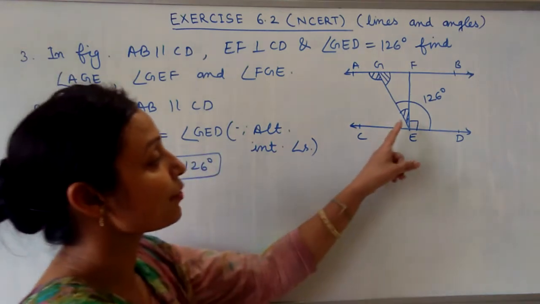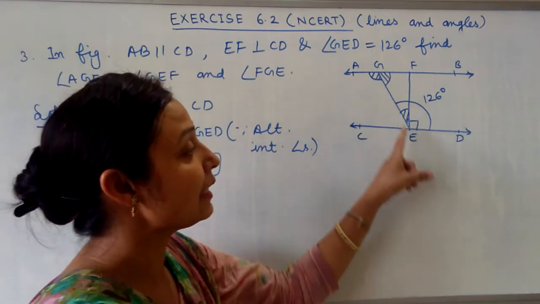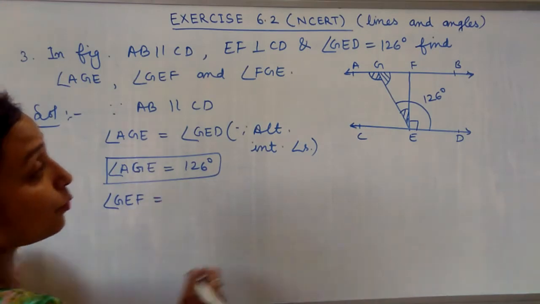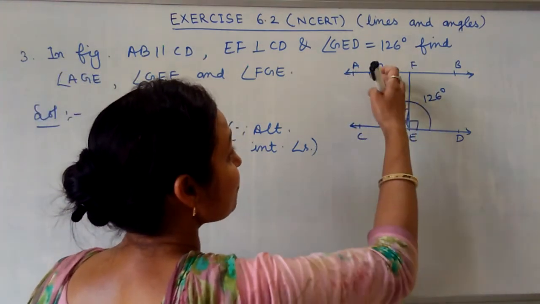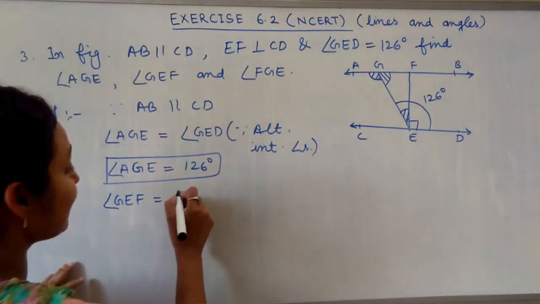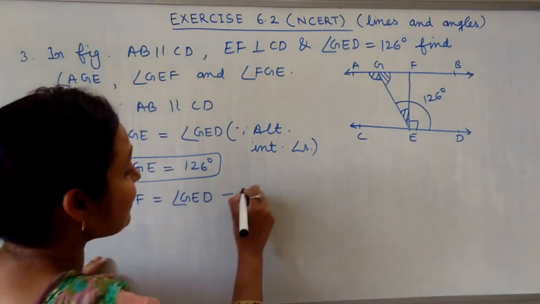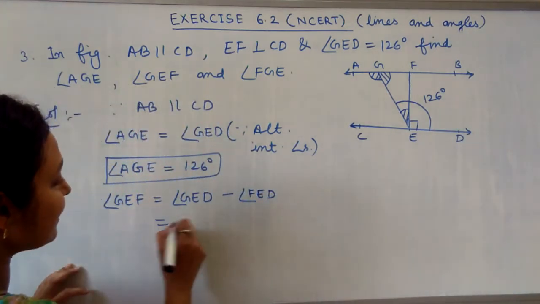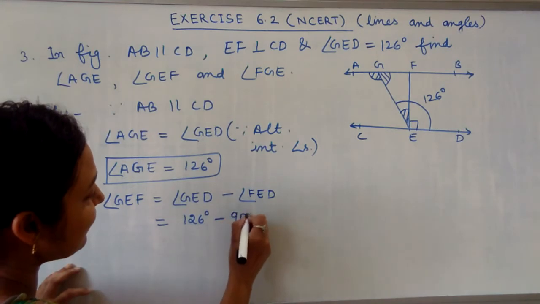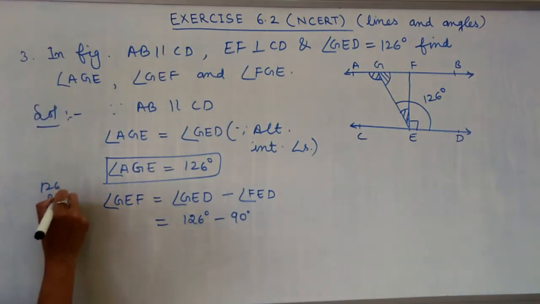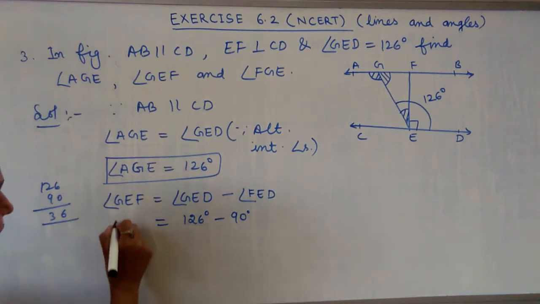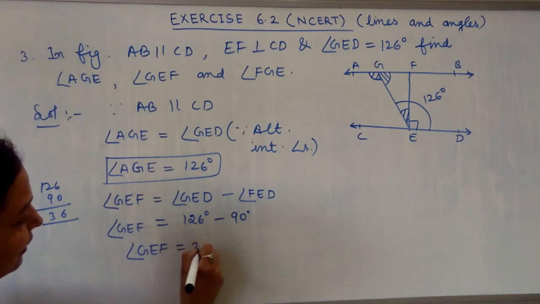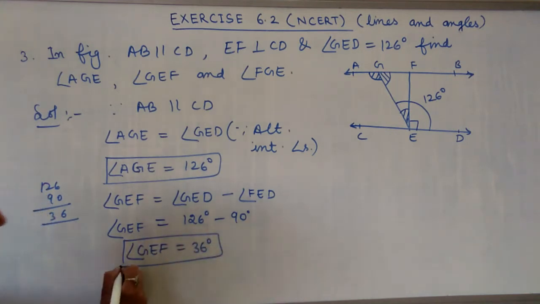Now our full concentration is on GEF. Angle GEF is equal to angle GED minus angle FED. FED is equal to 90 degrees. So this is 126 minus 90. So what is the value? 126 minus 90 is 36. So angle GEF is equal to 36 degrees. This is the second angle which we have to find out.